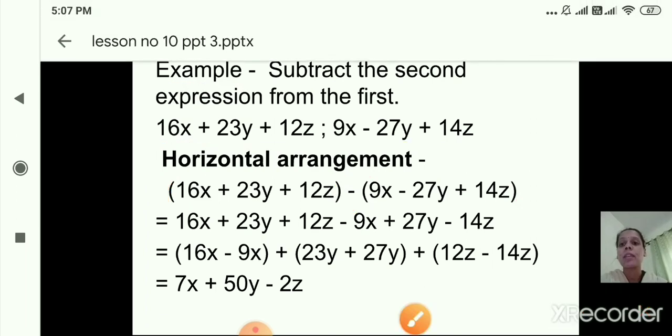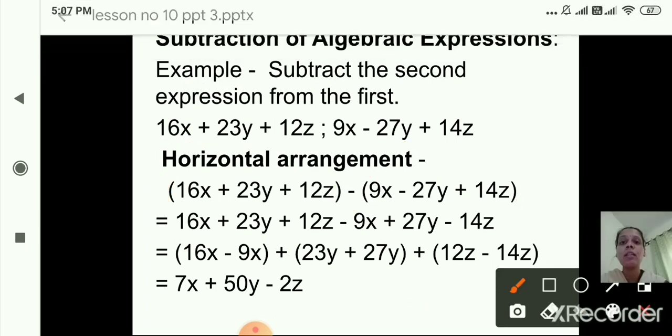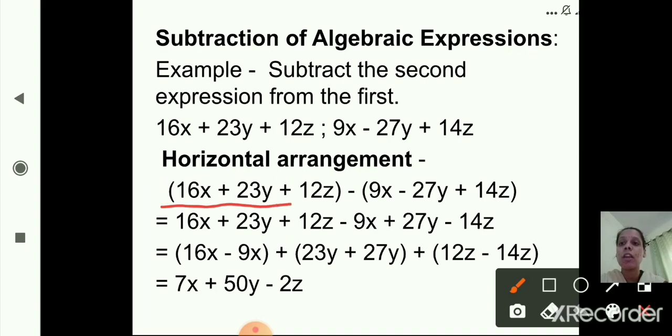See here, the first expression we write as it is: 16x plus 23y plus 12z. Now this sign is minus, so here it is minus. 9x we write as it is. Now see here, which sign is there? Minus sign. So in subtraction, when we are removing the bracket, the signs inside the second bracket will change. The minus sign becomes plus and the plus sign becomes minus.